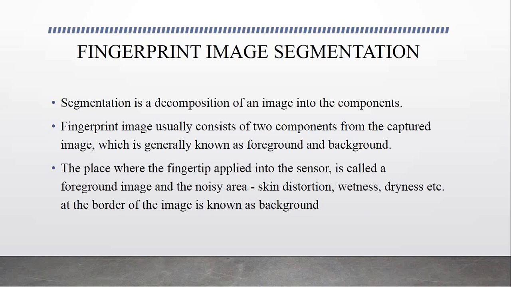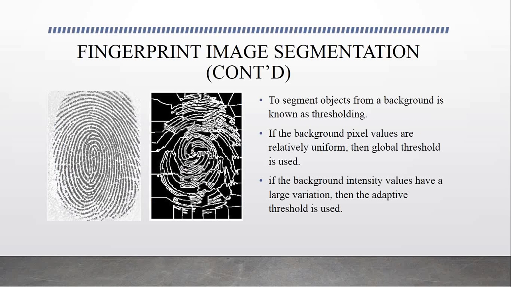Fingerprint image segmentation. Segmentation is a decomposition of an image into its components. A fingerprint image usually consists of two components from the captured image, generally known as foreground and background. The place where the fingerprint is applied to the sensor is called the foreground, and the noisy area in the border, which is caused by skin distortion, wetness, or dryness, is known as background. So this is the basic output for image segmentation using a MATLAB function on the left side.